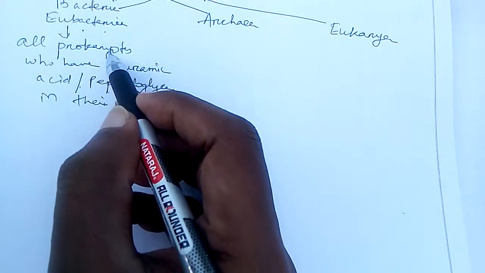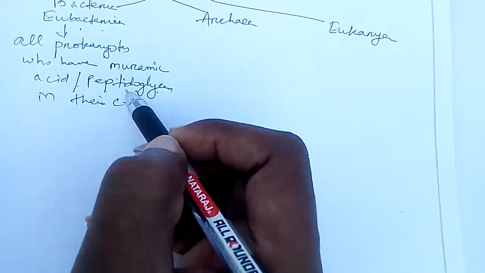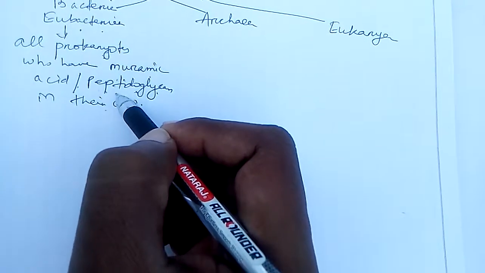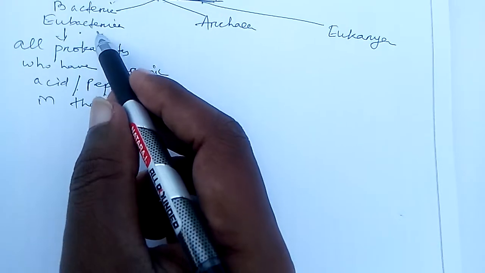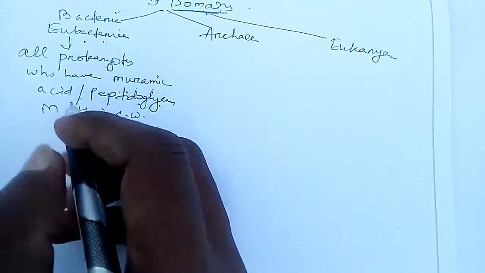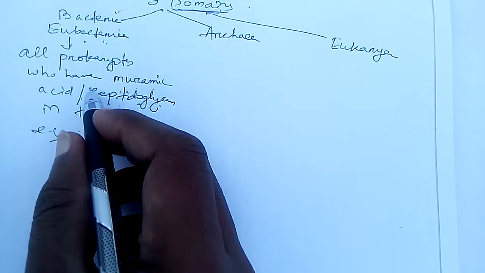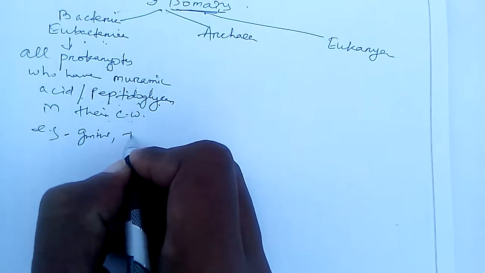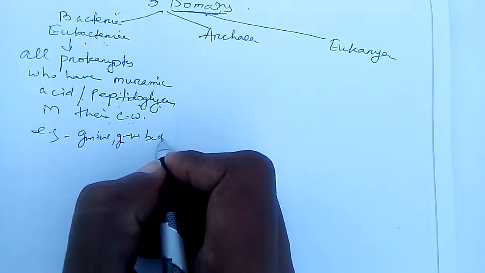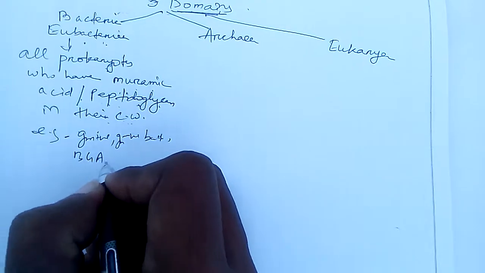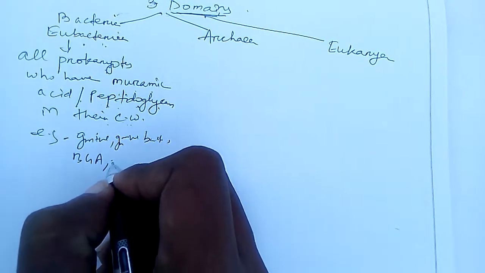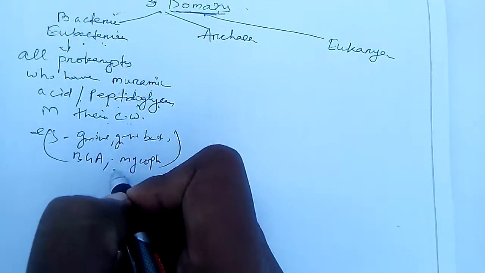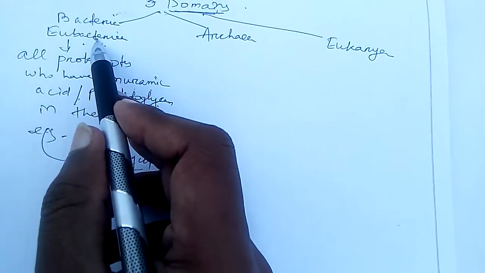All those prokaryotes whose cell wall is made up of peptidoglycan or muramic acid are placed in this domain, bacteria or Eubacteria. The general examples of bacteria whose cell wall is made up of peptidoglycan are all gram positive and gram negative bacteria. Apart from that, some blue green algae, also known as cyanobacteria, and all mycoplasma, etc. These are included in your bacteria domain.